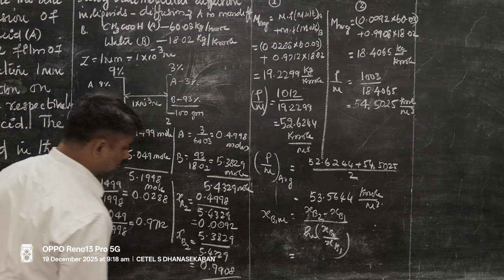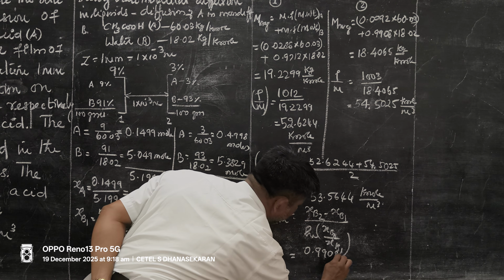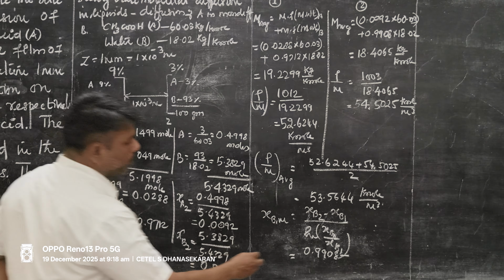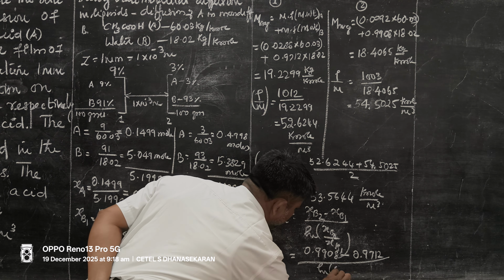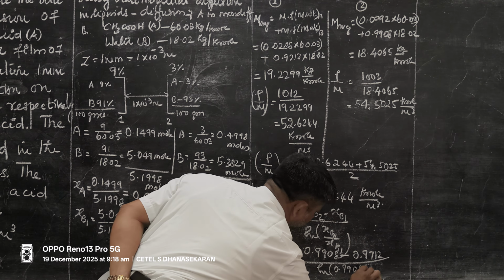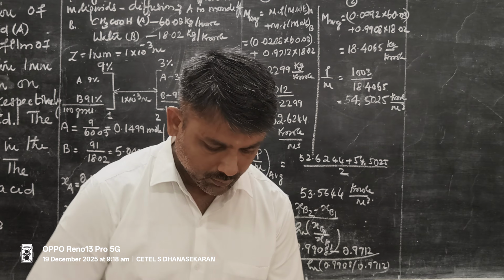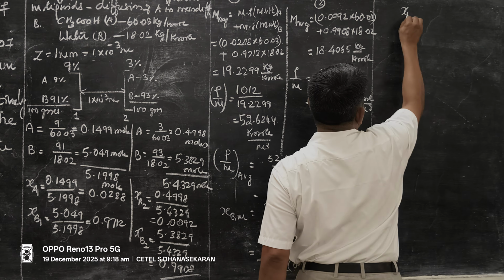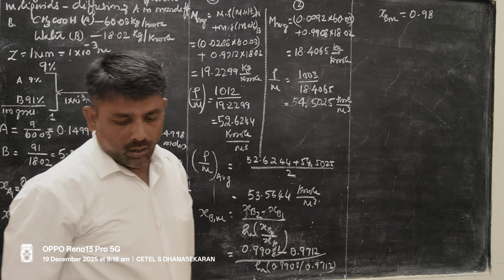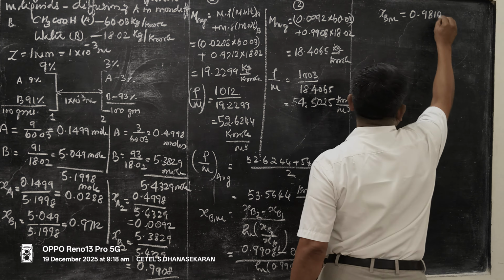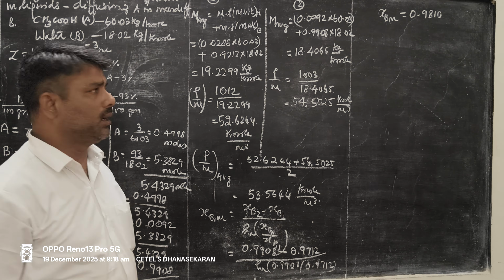XB mean is equal to XB2, 0.9908, minus XB1, 0.9712, whole divided by ln of 0.9908 divided by 0.9712. So the answer is XB mean value is equal to 0.9810.